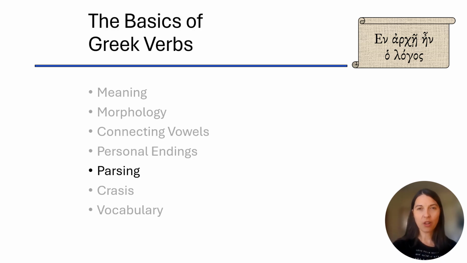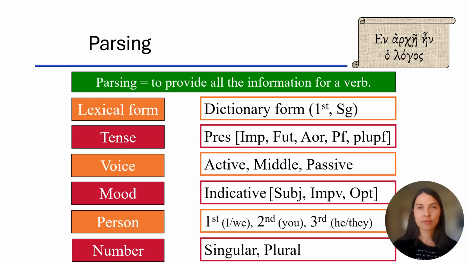Now that we know how to put all of it together, how do we take it all apart? That is called parsing. Parsing is what you do when you provide all the information. You're going to provide the lexical form, and that's the dictionary form, the present active first singular. You're also going to provide the tense, and right now, all you have is present tense. Eventually, you're going to have 6 different options to choose from, but right now, you just have present. And then you're going to need to answer, is this active, middle, or passive? And in the present tense, you're only going to have middle passive as an answer.